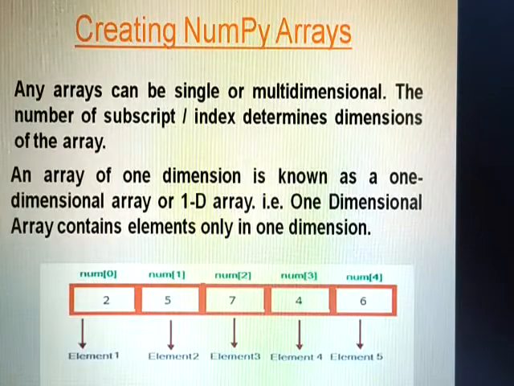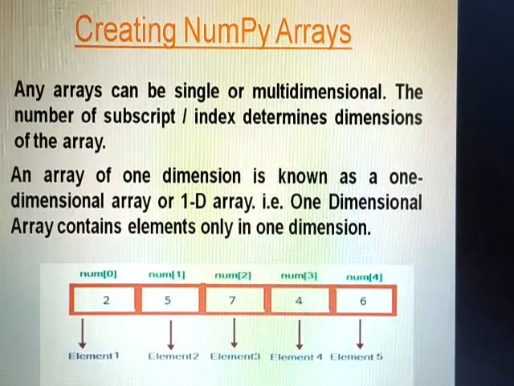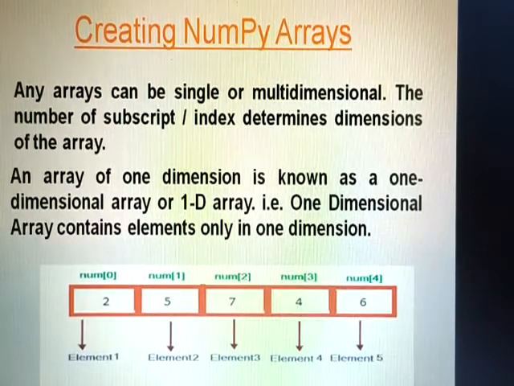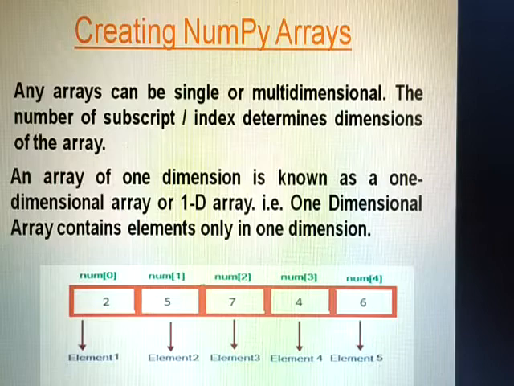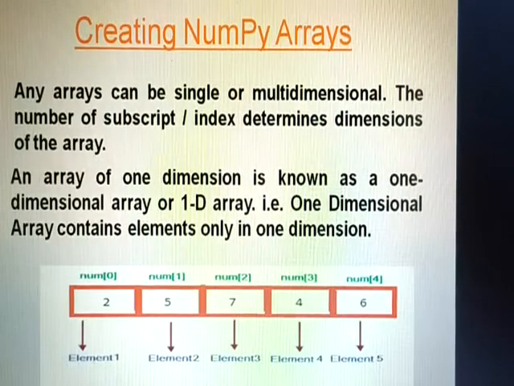The index position always starts with 0. So the first element of the num array is num of 0. The second element is num of 1. And the next one is num of 2, and so on. The total number of elements is 5, and so the index position is 5 minus 1, that is 4, running from 0 to 4.